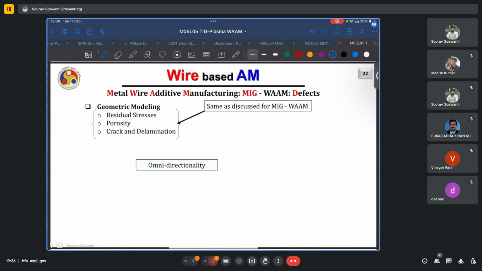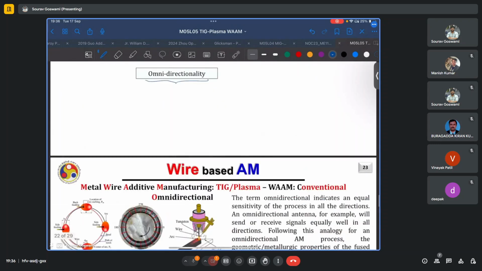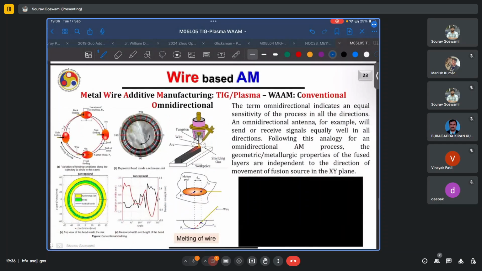The defects in the case of TIG, maybe this is not MIG, I just made that correction, are similar to MIG based ball. However, the additional consideration of omnidirectionality comes into the picture. The term itself would indicate an equal sensitivity of the process in all directions. The example of an omnidirectional antenna has been given, which will send or receive signals equally well in all directions.